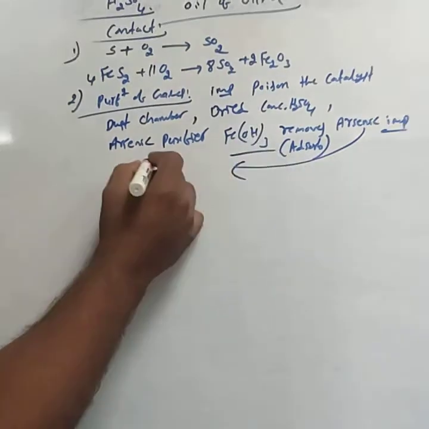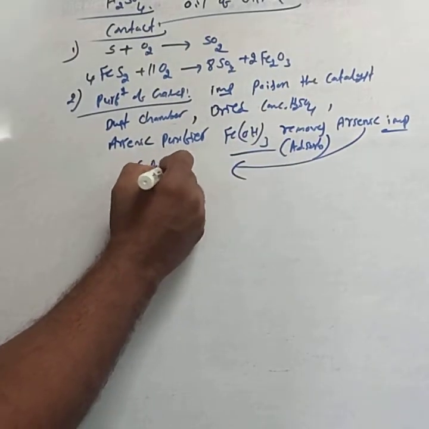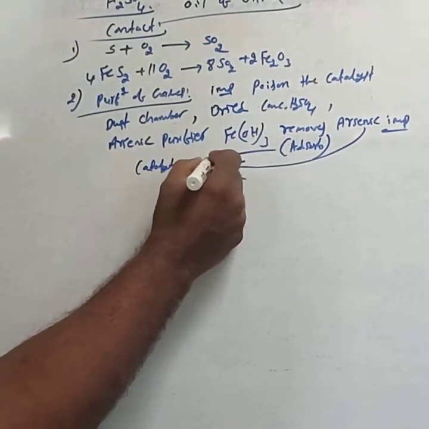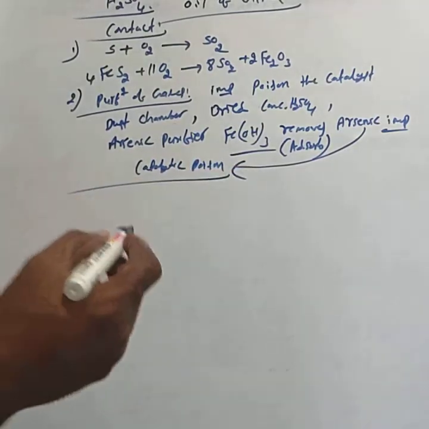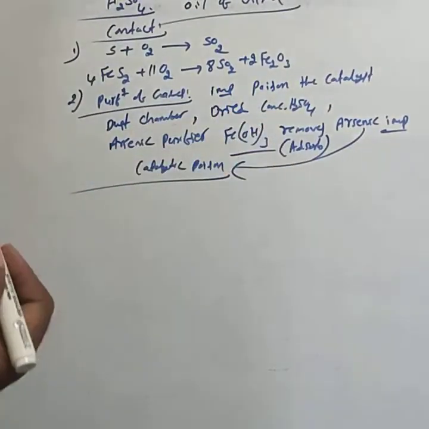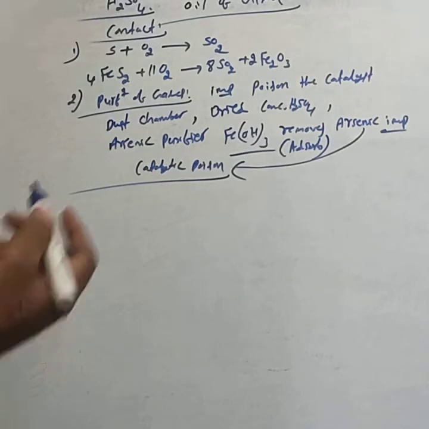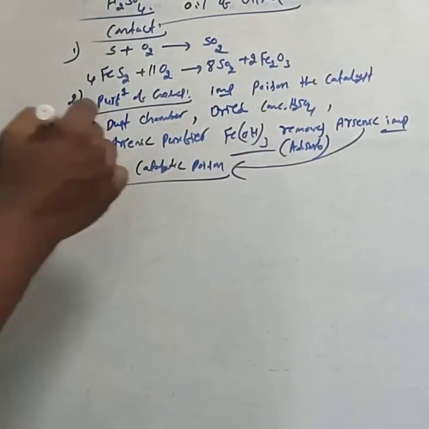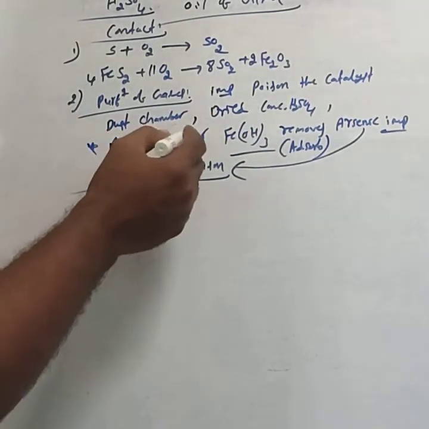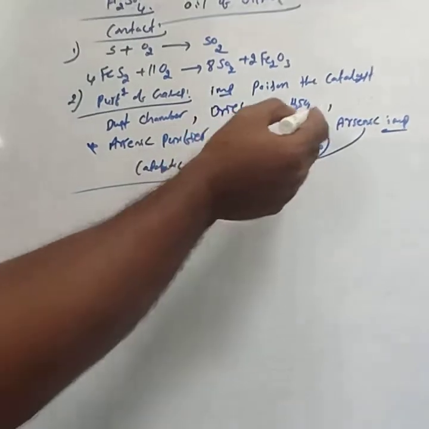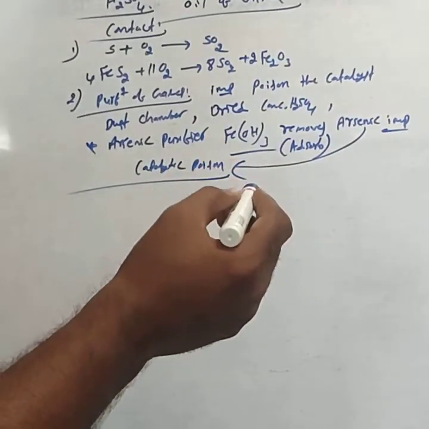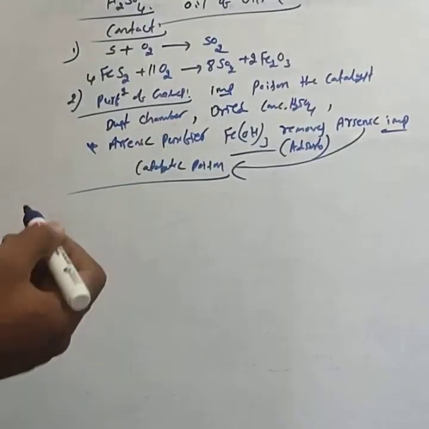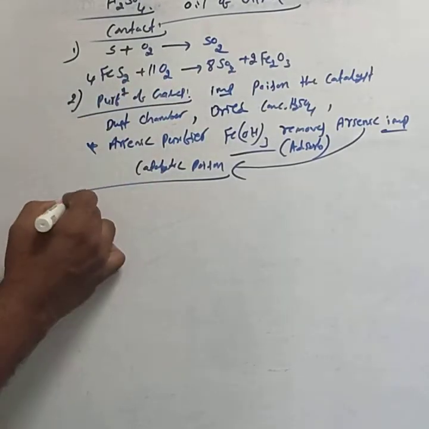Arsenic impurity is the main catalytic poison, which can be removed by the ferric hydroxide. It is very important for the competitive exams. The arsenic purifier consists of ferric hydroxide, which removes the arsenic impurity, the main catalytic poison. This is about the purification of the gases.